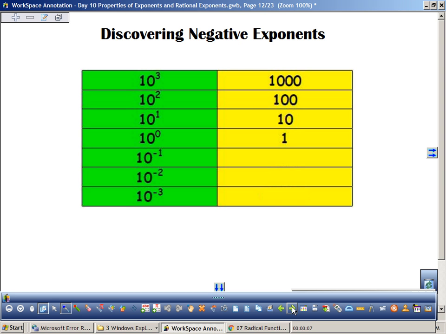All right, so this is discovering negative exponents. So take a look at this from the top to the bottom. Can you tell me what I'm doing on the yellow side? I'm going down. Sydney? Going to decimals. So from here to here, I said to myself, I think I'm going to go to decimals. You see what I mean? Eventually we're going to go to decimals, but how did I get from here to here?